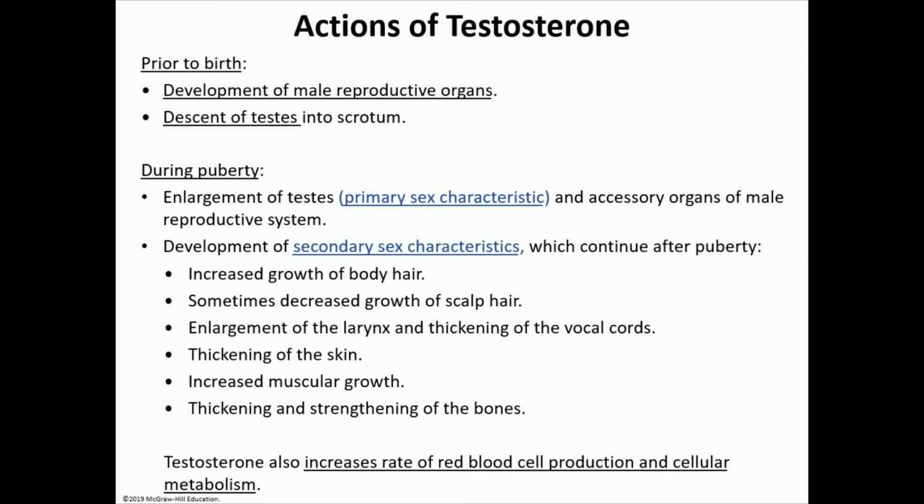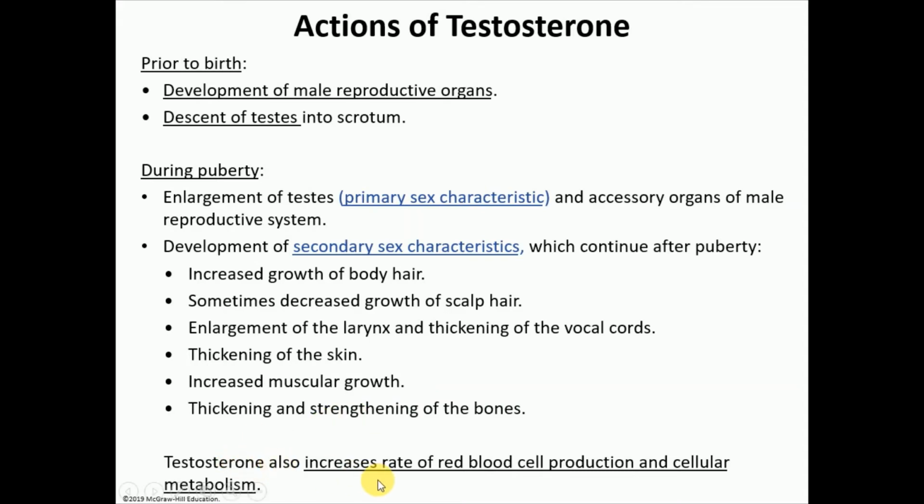So the action of testosterone, we already kind of talked about most of them. So prior to birth, it would be the development of the male reproductive organs and the descent of testis. During puberty, we have the primary sex characteristics, so the enlargement of the testis, and it helps in the development of the secondary sexual characteristics, and we already mentioned those before.